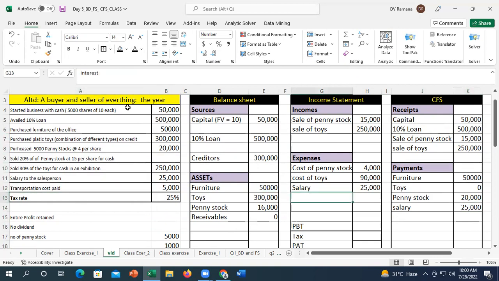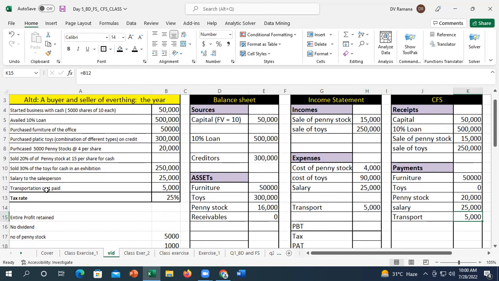Transportation cost is an expense and there is a payment. We will also assume that the transportation cost has been paid. Expense paid is an outflow of cash. Expense not paid is a liability.